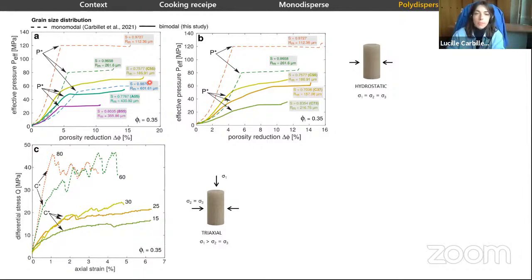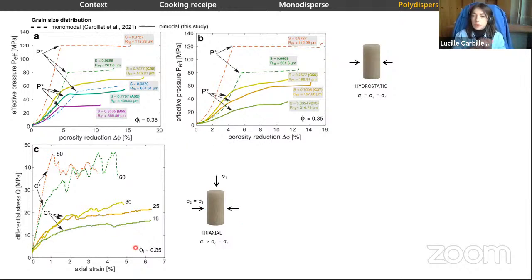What we see on all these results are two things. First, it's interesting to see that when we deform bimodal samples, they're weaker. The stress required to reach P star is lower than for a monomodal sample. The second observation is that the transition to inelastic compaction is not as sharp as in monodispersed samples. Indeed, it looks a lot more like the data obtained on natural sandstone, where it's more progressive and there is sometimes a little bit of hardening in the post-yielding behavior.